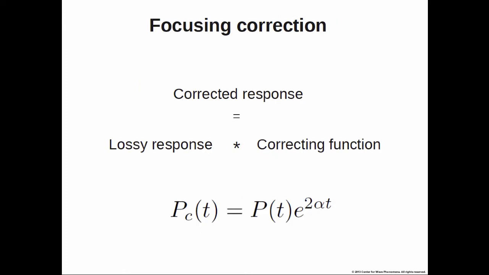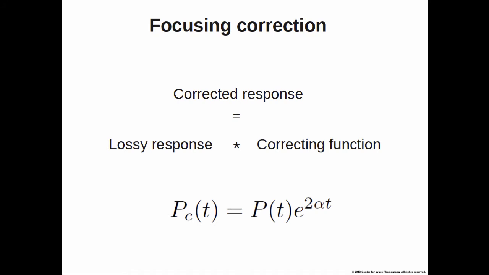So what function can we use? I'm going to use a very simple function, an exponential function. You can say exponential with a parameter alpha. This correction function is only a function of time. And this parameter alpha is bigger if the attenuation is bigger, and smaller if the attenuation is smaller. And the thing is very easy.